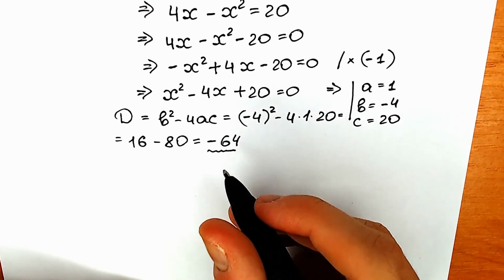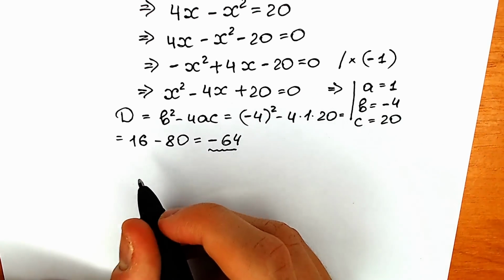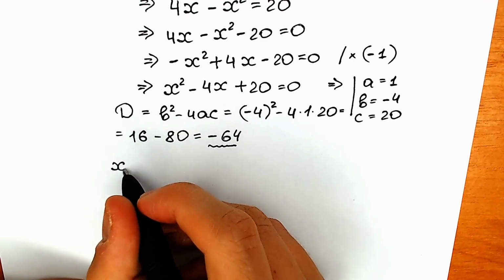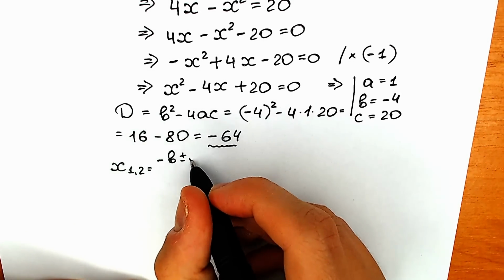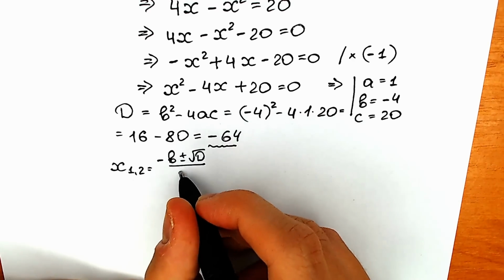Let's see what will happen when we plug this negative discriminant into our basic school formula. Everyone should know this formula. We have x first and second equal to minus b plus minus square root of the discriminant, all over 2a.